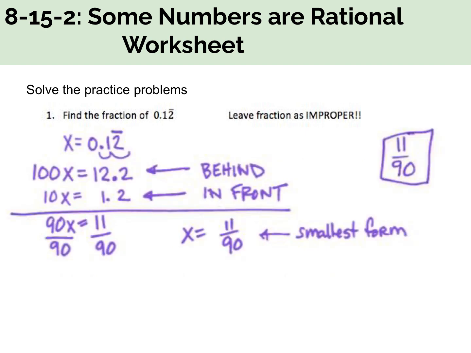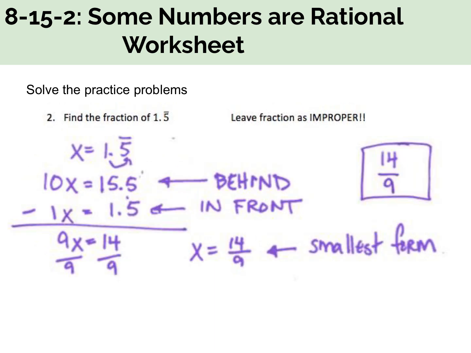All right, here is number 1. The answer should be 11 over 90. Notice how we made the decimal point behind. We moved it twice, so it's going to be 100x equals 12.2. It's a little bit different than what we did in our notes. Going in front is going here, so we moved it over once. That is 10x equals 1.2. These are repeating, but we know we're going to subtract them off. You get 90x equals 11, divided by 90. It's 11 over 90. It is already in simplest form, so we're not going to simplify it any further.